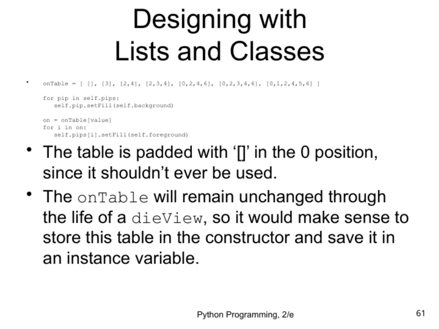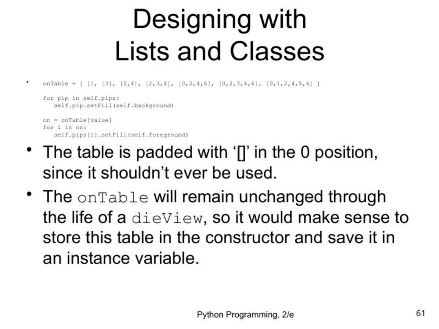Let's take a closer look at this code snippet. We start with onTable, which is a list of lists. Each sublist corresponds to a specific value, representing which pips should be lit up for that value. Notice that the first element is an empty list, which is just a placeholder since 0 isn't used in dice faces.